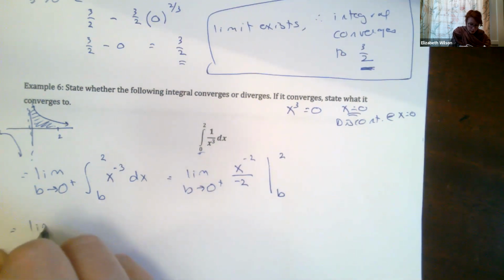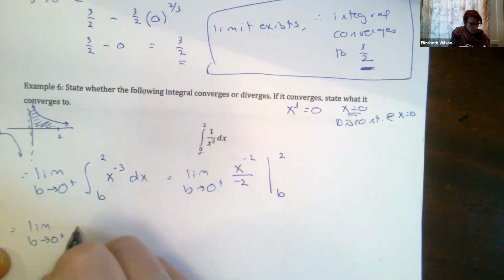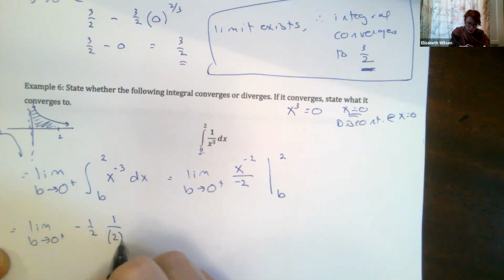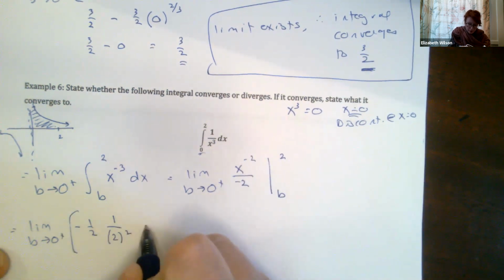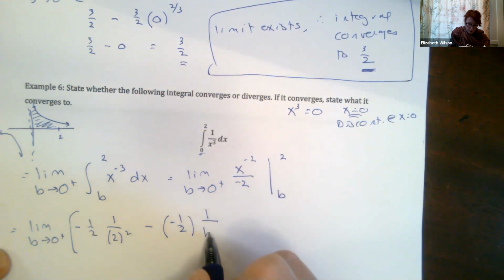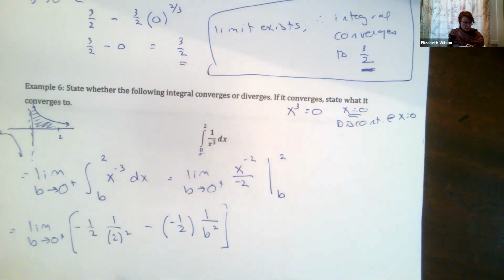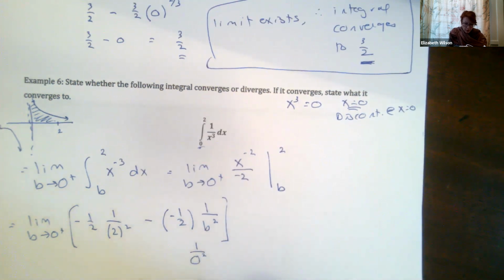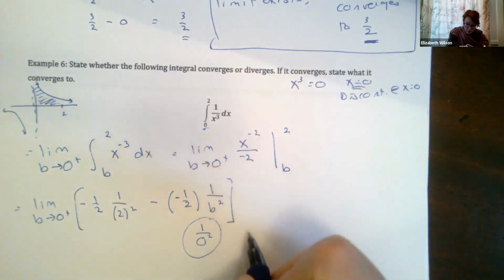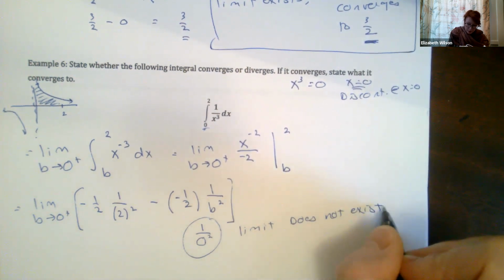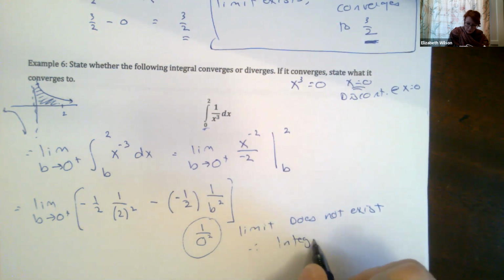So the limit as b goes to 0 to the right. So this is going to be minus 1/2. This is 1 over 2 squared, I'm going to plug this in, minus 1 half 1 over b squared. Okay, but b is going to 0, which is going to give me 1 over 0 squared. This here makes our limit not exist. This is an unbounded limit. Okay, limit does not exist. Therefore, our integral diverges.